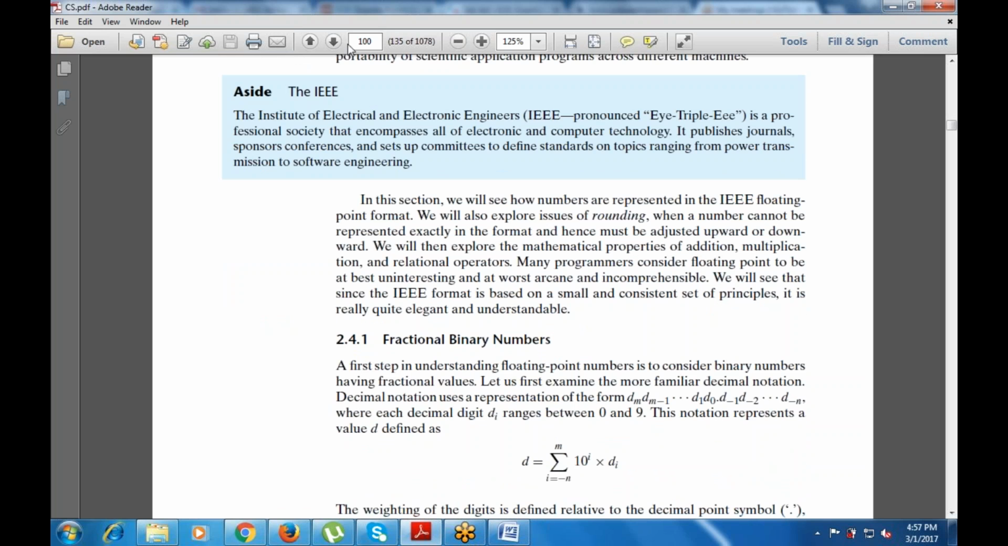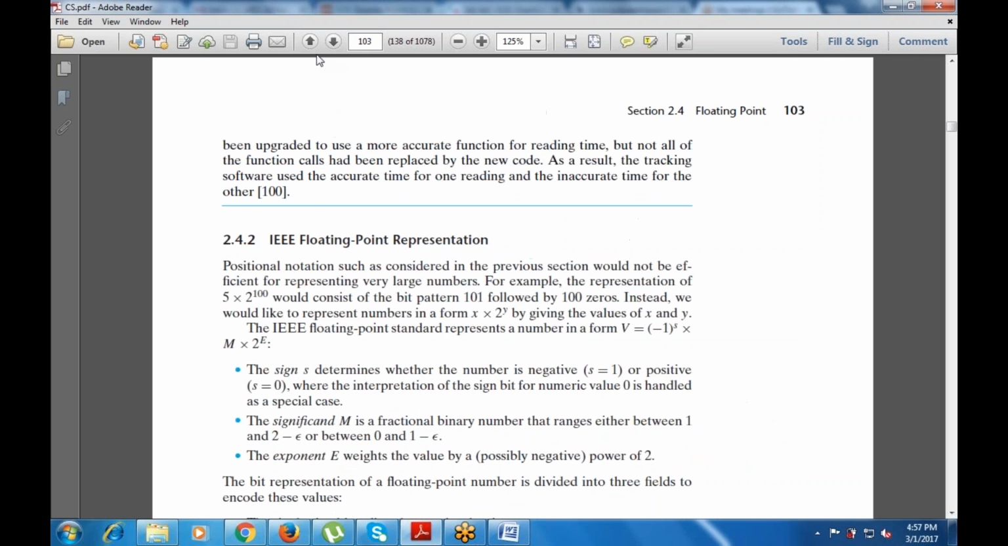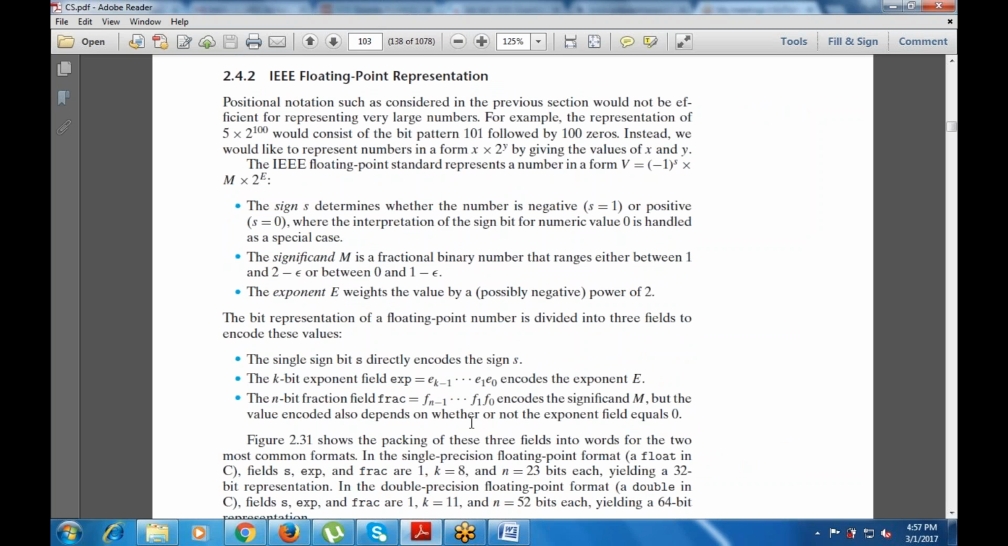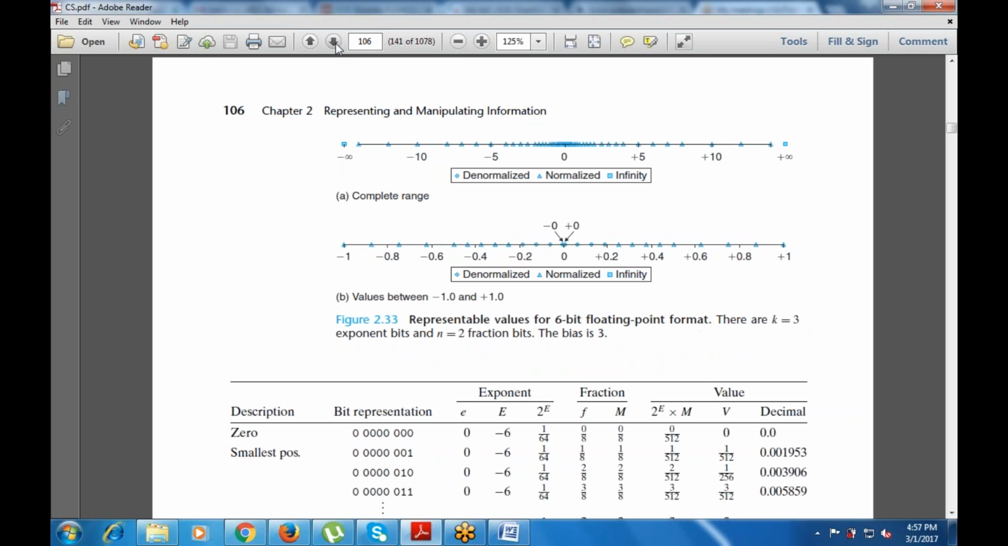Next is fractional binary addition. A fractional binary number is represented with digits to the left of the binary point. This is IEEE floating point notation. There is an exponent part, there is a mantissa part. Single precision, normalized, denormalized.